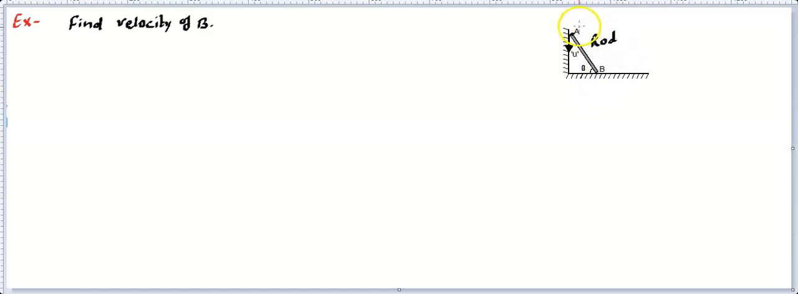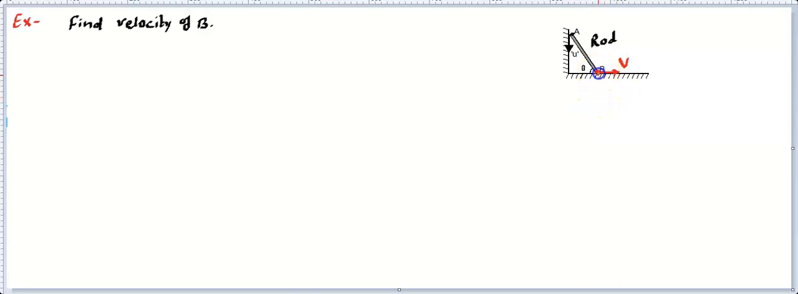So again, this is a constraint motion. If this point is moving, then B has to move because this is a rod connected, that is, a rigid body. So you'll find B will be moving, and our common sense and practical experience will clearly say that B must be moving in this direction. So let's call this velocity V. So this velocity V we need to find out.